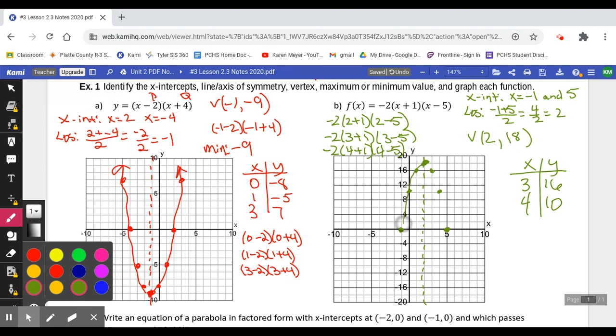And then I can draw in my U shape. And of course, the last thing, min or max. This one opens upside down, so that makes it a max. And the highest y value that it goes is 18.